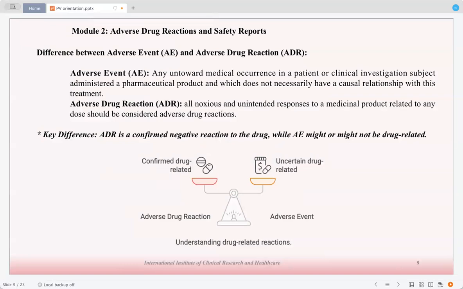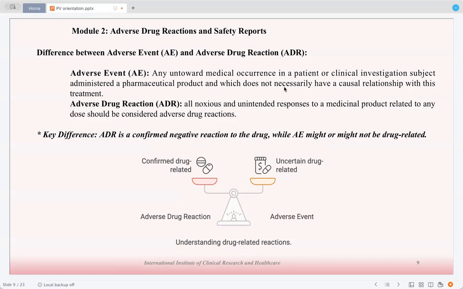The second module is adverse drug reactions and safety reports. So what is an adverse drug reaction? What is an adverse event? What is the difference between an adverse drug reaction and an adverse event? An adverse event is any untoward medical occurrence in a patient or clinical investigation subject administered a pharmaceutical product, which does not necessarily have a causal relationship with this treatment.